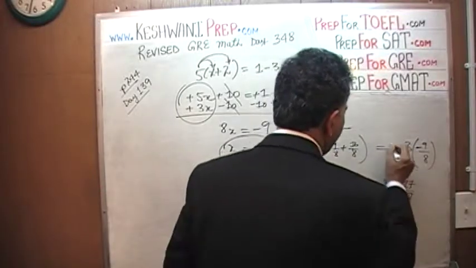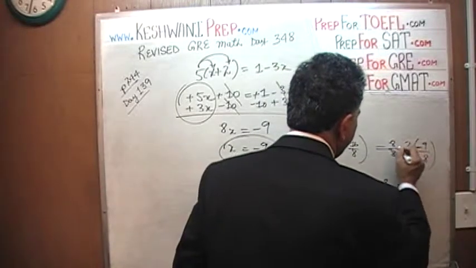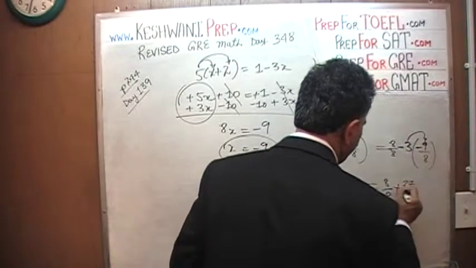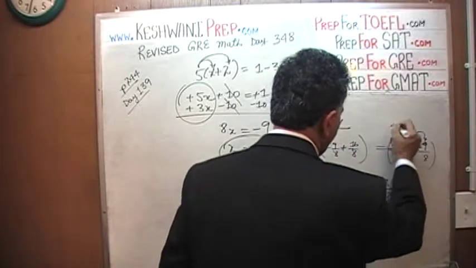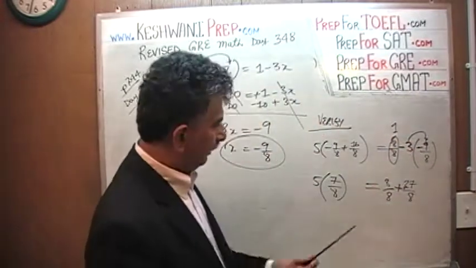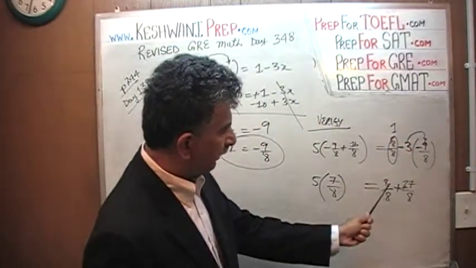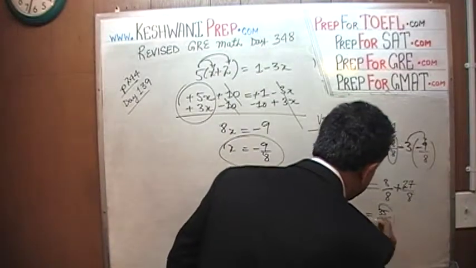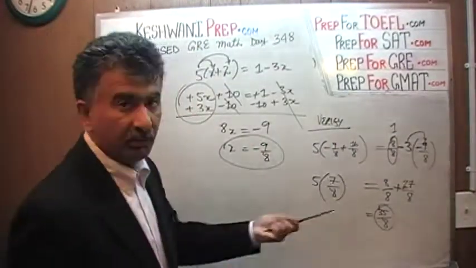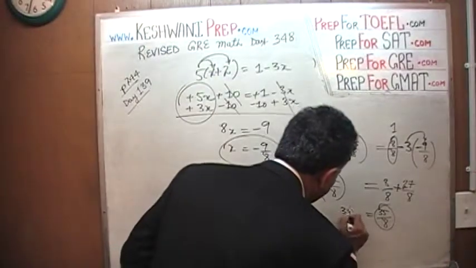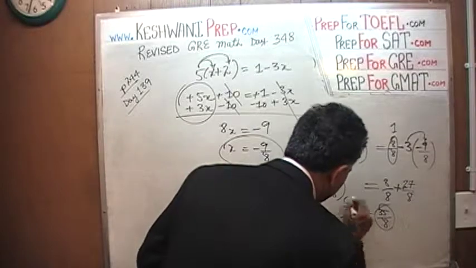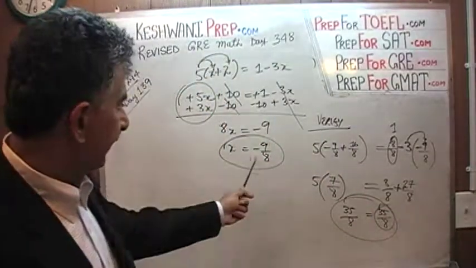we wrote it as 8 over 8, and this is negative 3 times a negative 9. A negative 3 times a negative 9 is positive 27. And this was 1, which we wrote as 8 over 8. So this is 8 over 8, this is 27 8, we get 35. You get 35 over 8, and here we get 5 times 7, which is 35. So it works. That is the right answer.